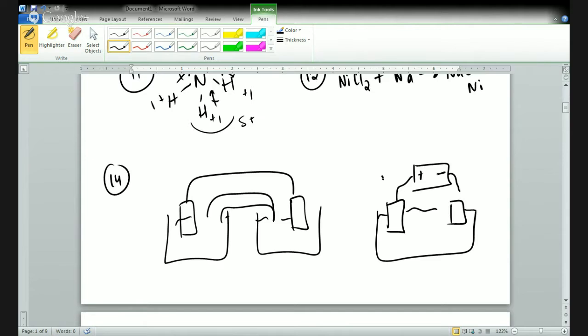The positive side of the battery defines this as the anode. The negative side defines this as the cathode. For this, it doesn't really matter what I label. I'm just going to call this anode. I'm just going to call this cathode. Your electron flow is always anode to cathode in both electrolytic and voltaic cells. All right, so just our general schematic, what we have going on here.